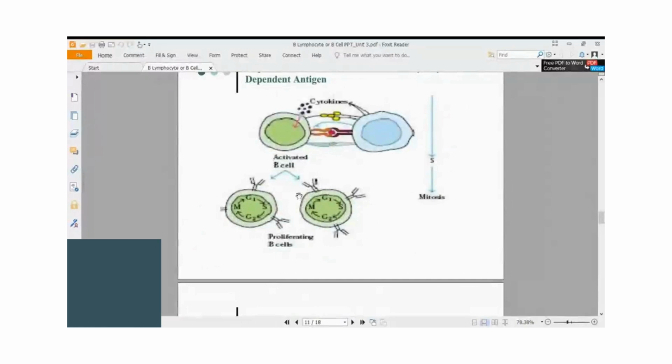So those B lymphocytes which have low affinity receptors will undergo apoptosis. Only those B lymphocytes which have high affinity receptors will survive. Now those B lymphocytes in the germinal center, which have undergone proliferation, will migrate to the medulla region. Those having high affinity receptors now migrate to the medulla region.